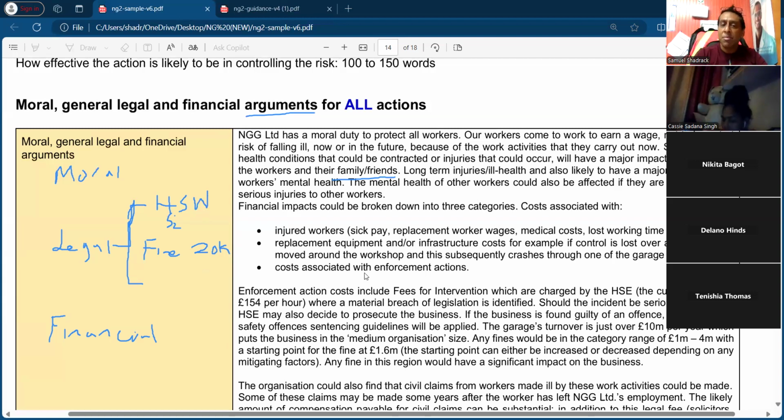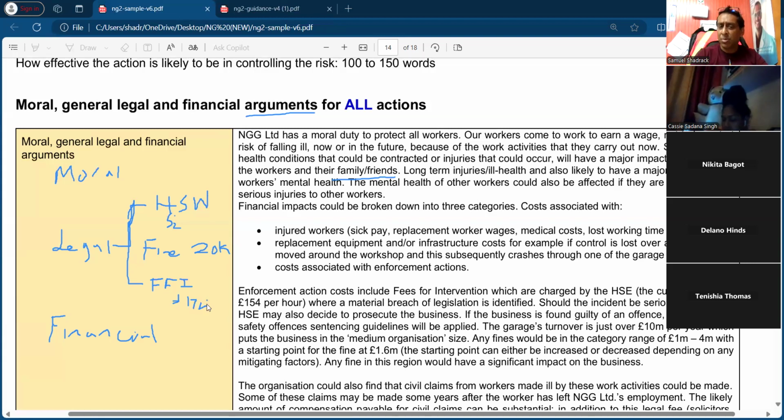You need to mention something called fee for intervention. Look at here, fee for intervention, if you review your notes, is like a charge the company has to pay the HSE for the time the inspectors are on their site, and that current charge is £174 per hour, right?